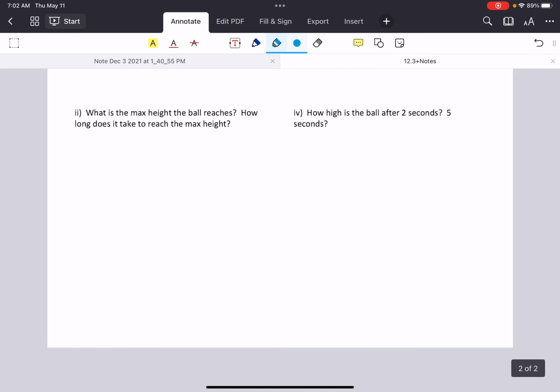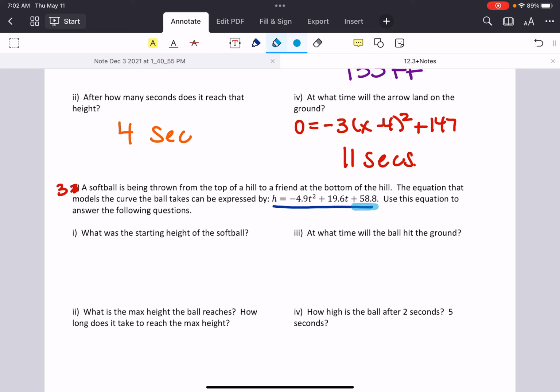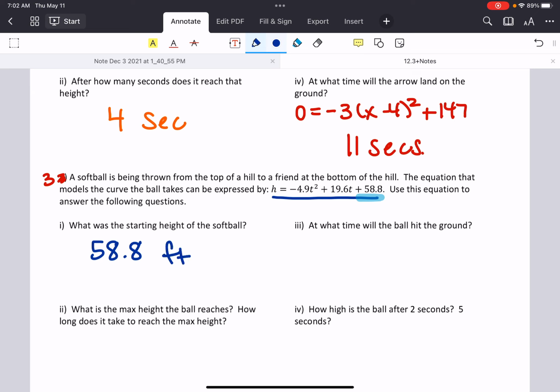All right, well, this one is in standard form. And if you remember in standard form, my y-intercept is c. So the starting height of the softball is at 58.8. Does it tell us the equation models the curve? Well, it doesn't tell us if it's in feet. We're going to just say it's in feet this time. Okay, so what is the starting height of the softball? It is 58.8 feet.